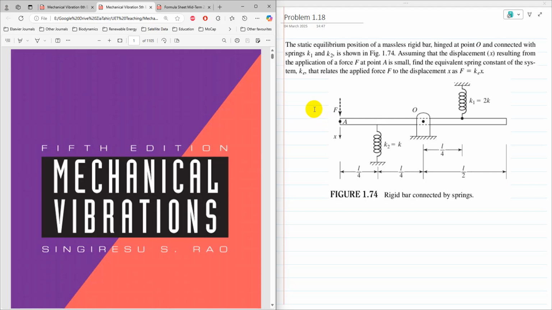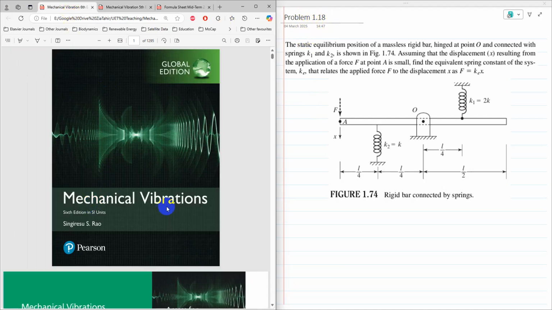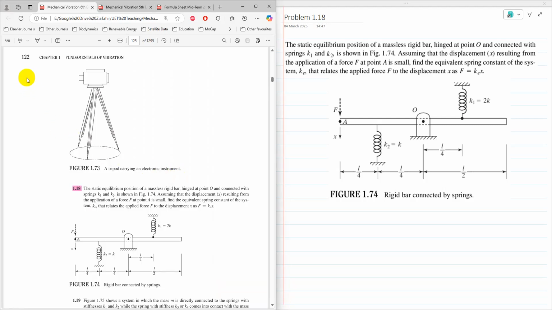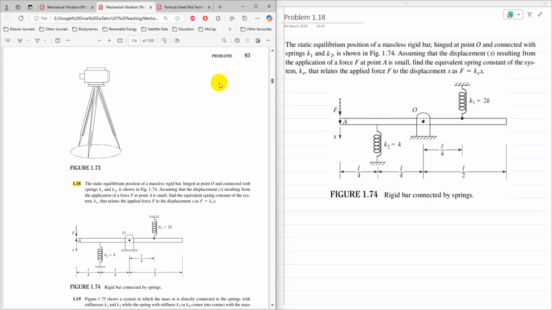This video tutorial is the solution to problem 1.18 from Mechanical Vibrations 6th edition by S.S. Rao, and the same one from the 5th edition by S.S. Rao. In the 6th edition, this problem 1.18 is on page 122 and in the 5th edition, it is on page 93.